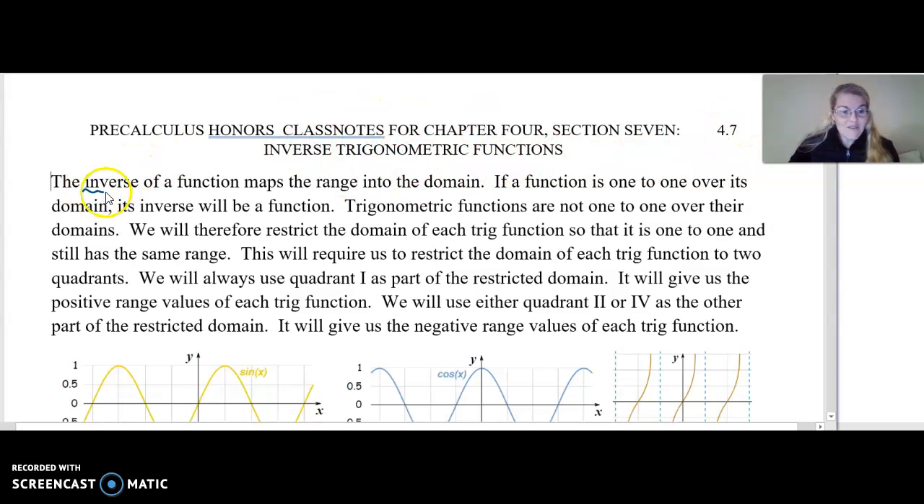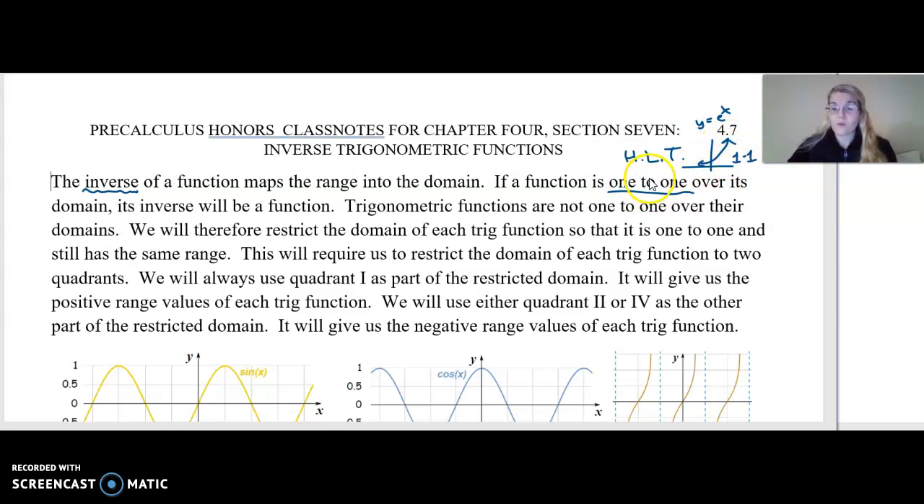So remember, an inverse maps the range back to the domain, right? So if you have a function, it takes the domain to the range. The inverse of that will take the range back to the domain. And when a function is one-to-one, aka it passes the horizontal line test, something like our exponential function, that's going to pass my horizontal line test. So y equals e to the x, right? That's one-to-one.